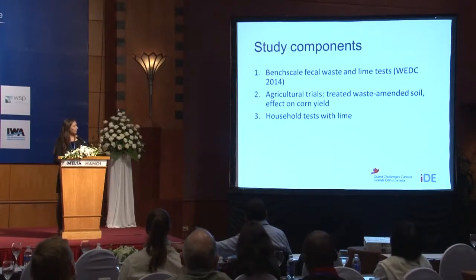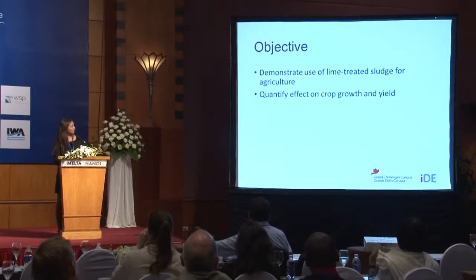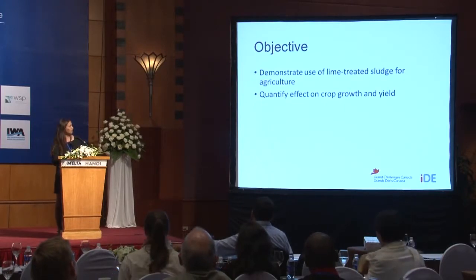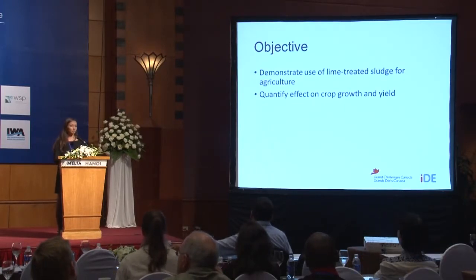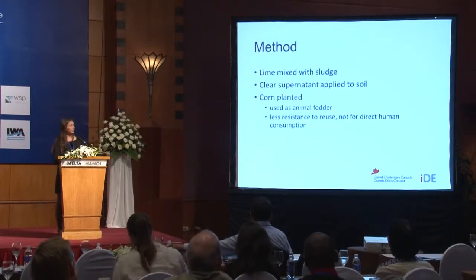Today I'll mainly talk about the agricultural trials, where we looked at using treated waste amended soil and its effect on yields of corn, and also looking at the results of these household trials. Okay. So for the agricultural section, we want to demonstrate the use of lime-treated sludge in agriculture and quantify the effects on crop growth and yield. So we basically mixed lime with some sludge that we purchased.